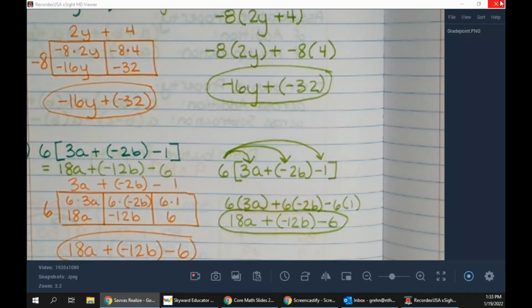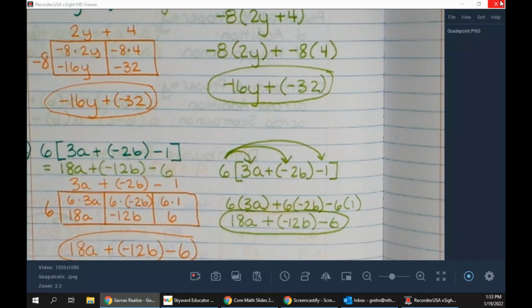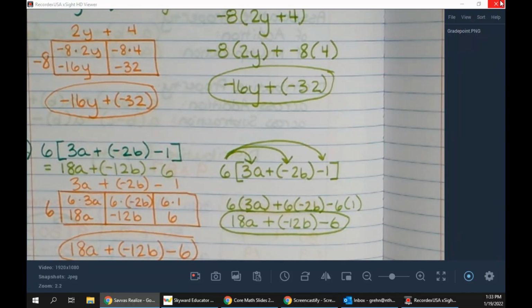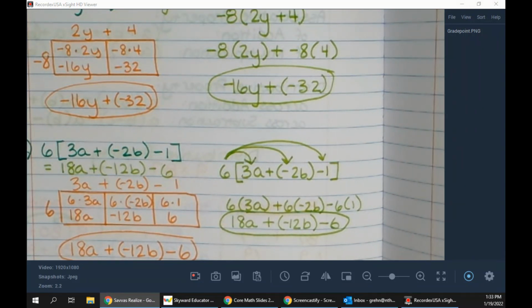Okay, so the big idea here is we want to make sure we're able to use these properties, and we're really focusing on the distributive property at the moment. And that's really going to help us when we are simplifying and when we're solving equations.